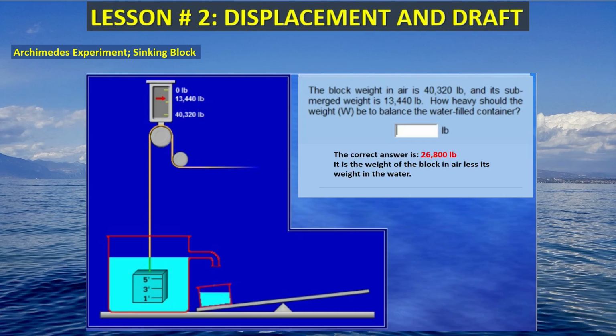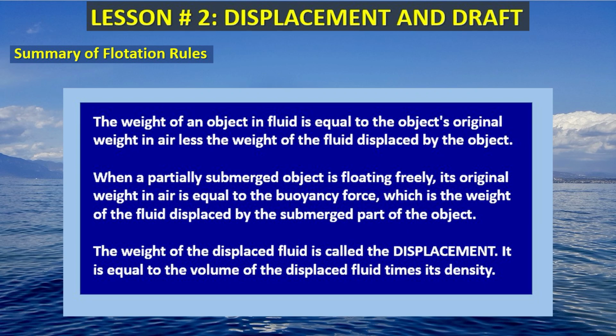The correct answer is 40,320 pounds minus 13,440 pounds equals 26,880 pounds. It is the weight of the block in air less its weight in the water. The weight of an object in fluid is equal to the object's original weight in air, less the weight of the fluid displaced by the object.